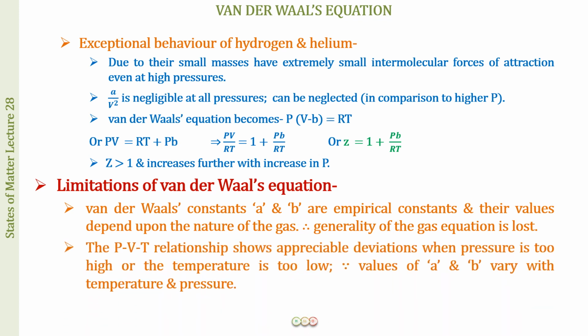The next limitation is that the PVT relationship shows appreciable deviations when the pressure is too high or the temperature is too low. This is because the values of a and b vary with temperature and pressure. So these are the two limitations of the van der Waals equation that we have.